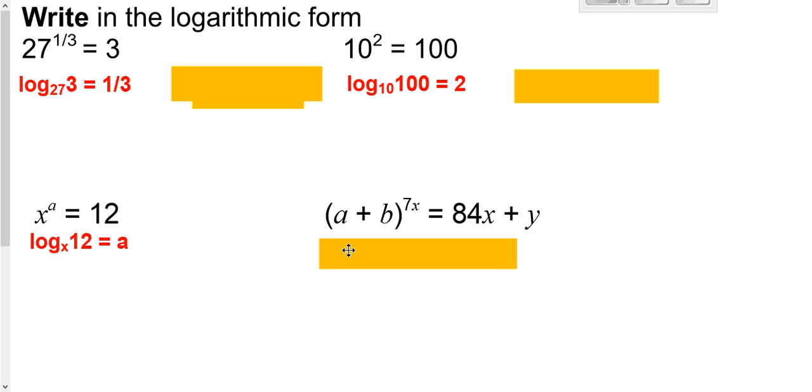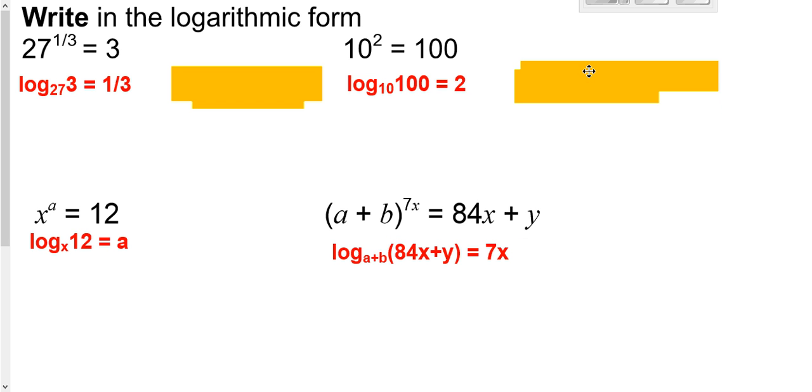This one here, our base is what's in parentheses, the a plus b. So we're going to have to go log a plus b. We don't necessarily have to put a plus b in parentheses because they're written as subscripts, so it's assumed to be grouped together. Take our exponent of the 7x, put it on the other side, and the 84x plus y goes after our log. And that does have to be in parentheses so that our log applies to the whole thing. Without the parentheses, it would only apply to the 84x.